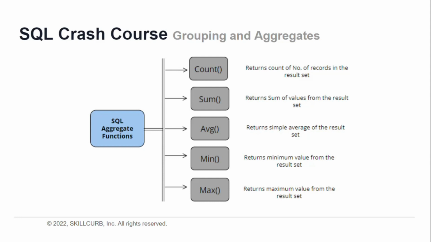In simple words, it performs a calculation on a set of values and returns a single value. There are many kinds of aggregate functions in SQL like count, sum, average, min, and max. The count function counts how many rows are in a particular column. Sum function adds together all the values in a particular column. Average calculates the average of a group of selected values, and min and max return the lowest and the highest values in a particular column respectively.